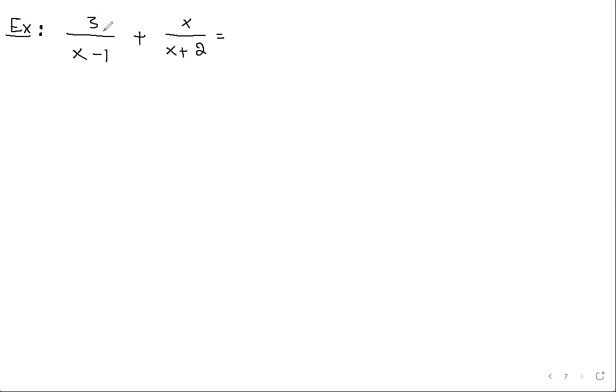First thing, we have to factor. What's the factor for the first fraction? What's the factor for 3? Still 3, right? What's the factor for the denominator, x minus 1? It's factored already. The same here, what's the factor for x? x. What's the factor for x plus 2? It's the same, it's factored.